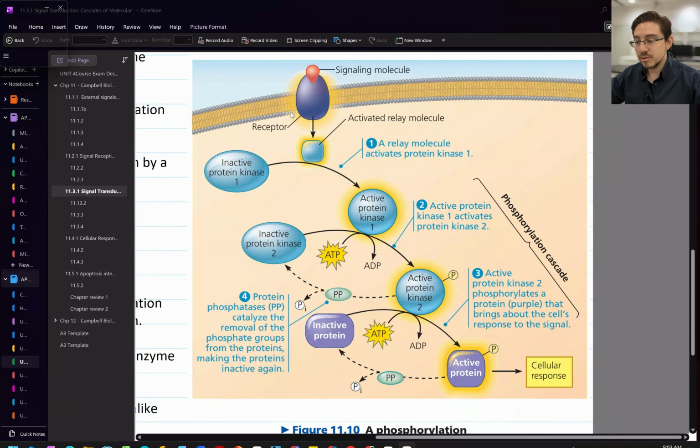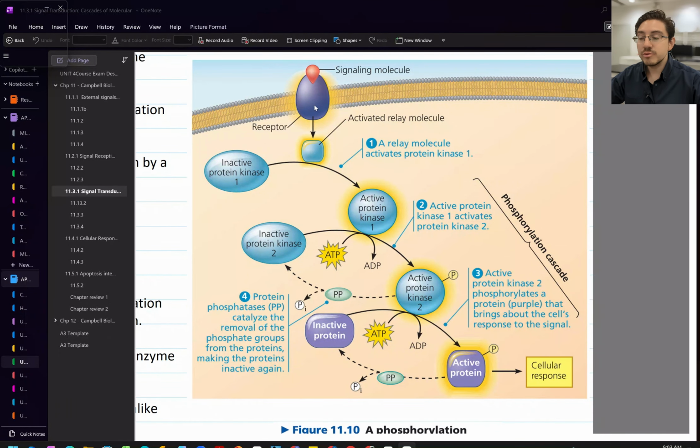That signaling molecule will activate a receptor. The receptor will change shape, activate some relay molecule, which will in turn activate a kinase, a protein kinase, which will become the active form. This protein kinase will help phosphorylate protein kinase number 2, which in turn gets activated.